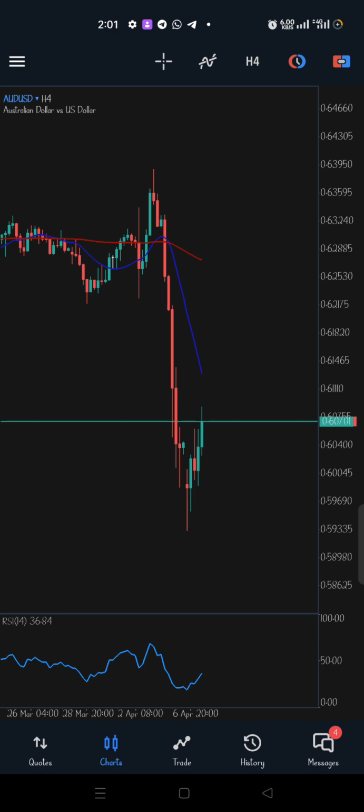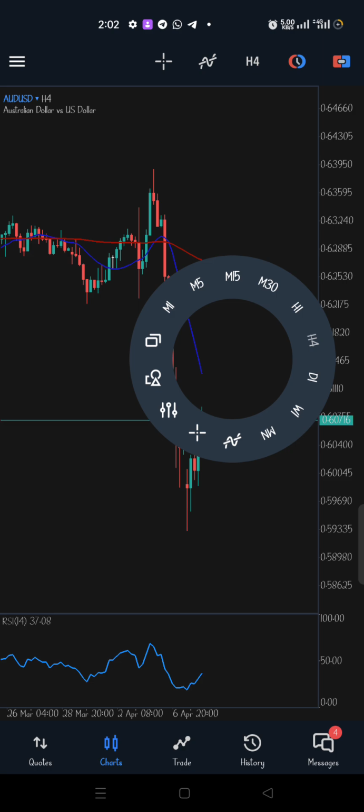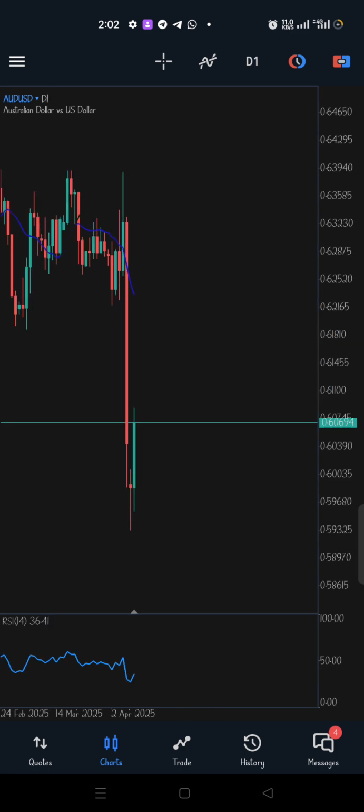Before I go further, I would like to give you some tips. Whenever you want to analyze the market, the first thing is you open your chart. Once you open your chart, it is very, very important, whether you are a day trader, a scalp trader, or a swing trader, that you start from the daily time frame. So, starting from the daily time frame, what do you do?